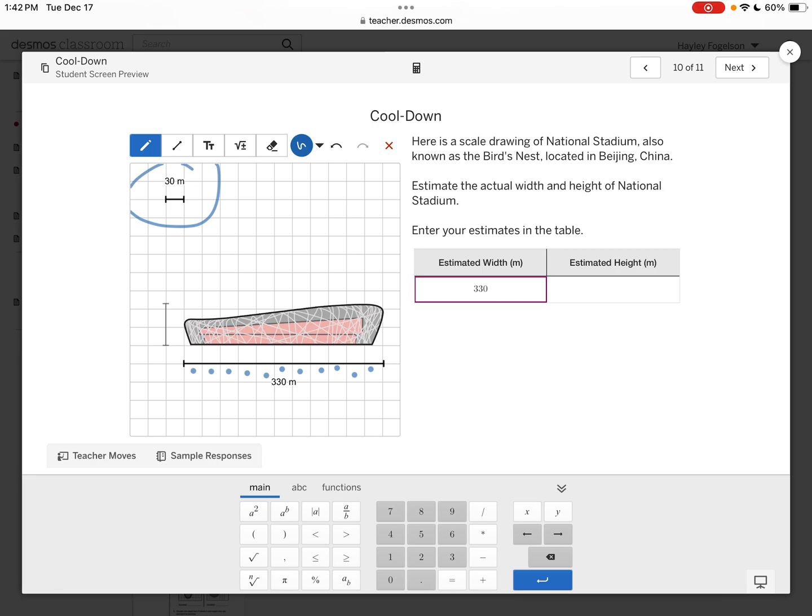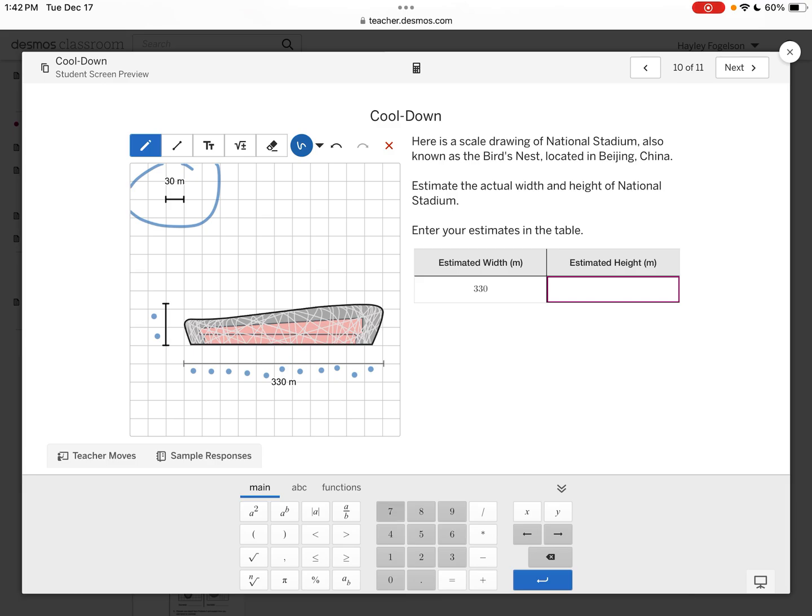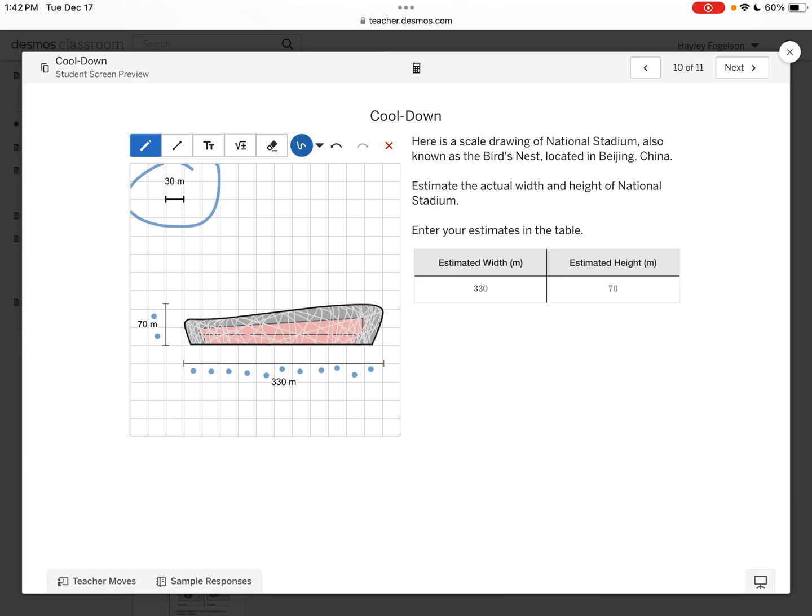So if I take a look, I have 2 full boxes, so that's 60. And then we're just going to kind of guess. We know it's less than 90, but it's more than 60. So let's guess 70. And that is how you do lesson 6, all about introducing scale.